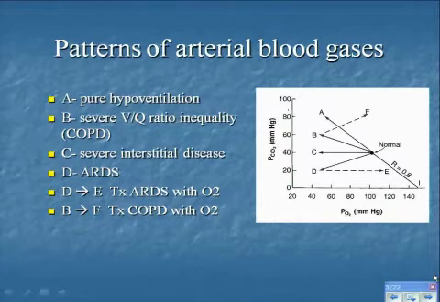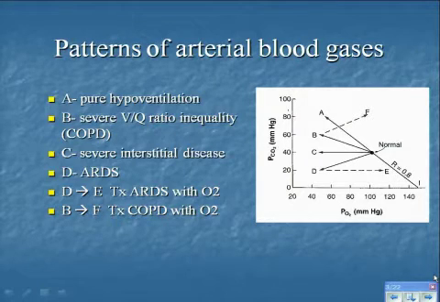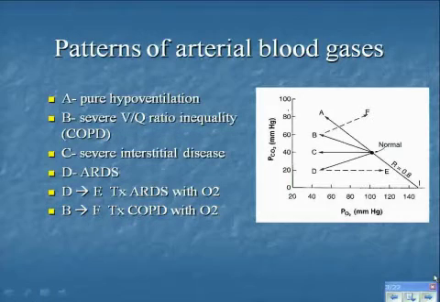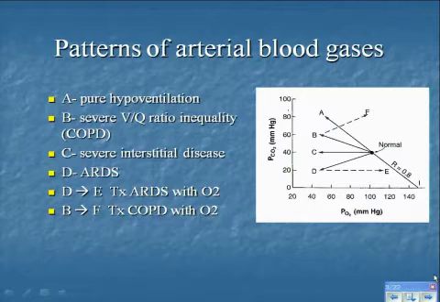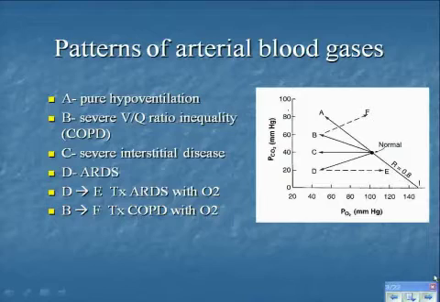If you look at other forms of failure, like a severe form of VQ inequality, which is B, you tend to see a little bit of a rise in CO2, but not as much as you may think, considering the situation you're in, because most of the time the central nervous system becomes stimulated enough to increase its minute ventilation even though the oxygenation begins to fail.